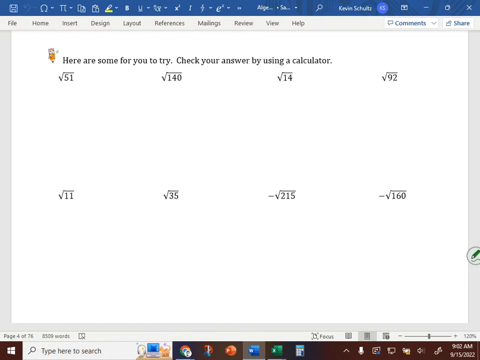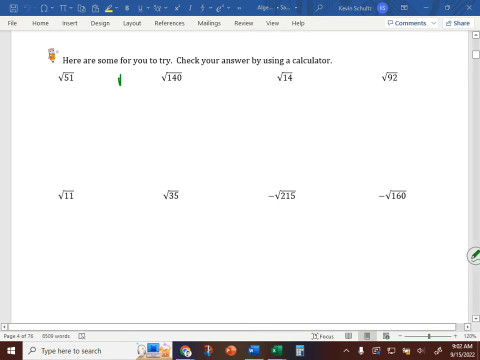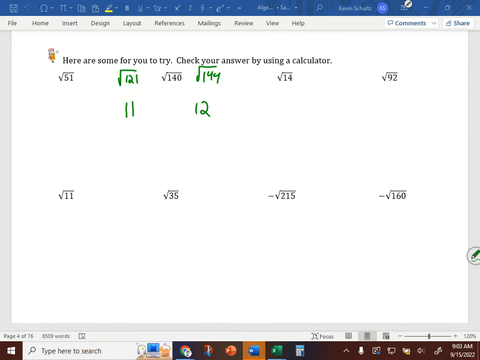140. The root of 140. Look at your perfect square list. What two perfect squares is 140 between? Okay, so the root of 121, which is 11, and the root of 144, which is 12. Because 140 falls between those two perfect squares, we know that its value is going to be between 11 and 12.